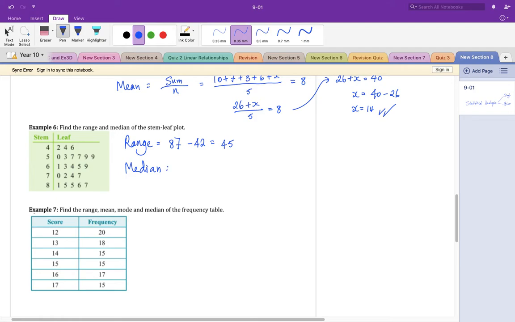So to find the median, we first find the position, n plus 1 over 2. There are 23 numbers, so 23 plus 1 over 2 will give you 12. That means the 12th number is going to be your median. So let's count, always starting from the smallest number. 1, 2, 3, 4, 5, 6, 7, 8, 9, 10, 11, 12. And then I can circle it. This is the number where I end. That's the 12th number, which is 64.